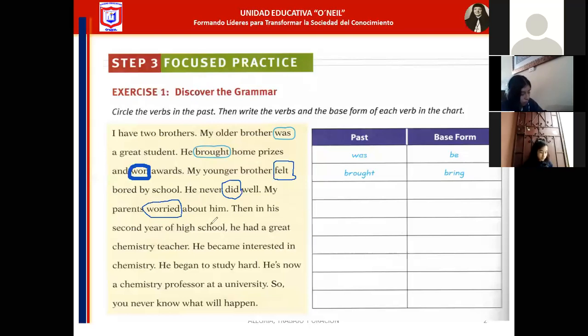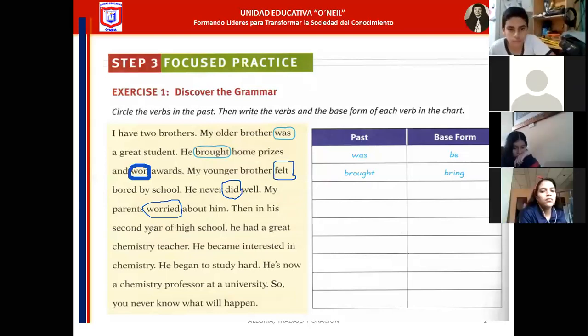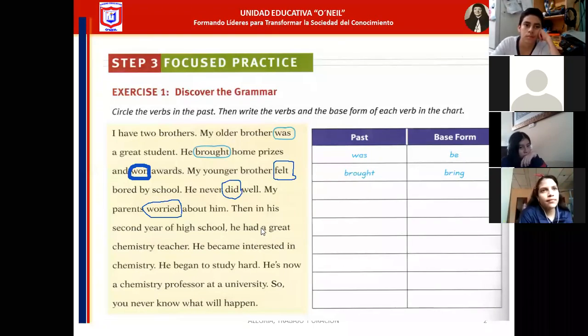And then in his second year of high school, he had a great chemistry teacher. What is the verb in this sentence? ¿Cuál es el verbo in past tense en esta oración que acabo de leer? No, is had. Mira, Thais, is had. Okay, the past tense is had.